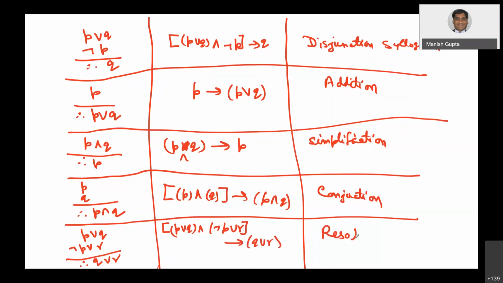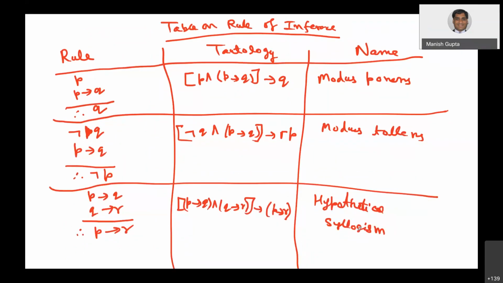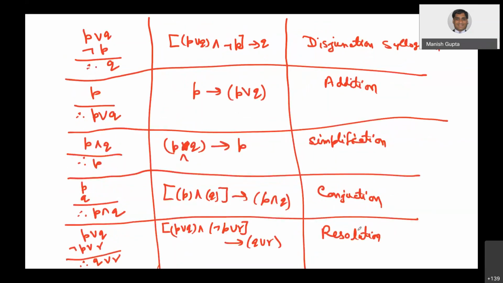Okay. So these are the basic rules of inference. 1, 2, 3, 4, 5, 6, 7, 8. Eight of them are there. Now I will show you by an example how this can be used. So let us look at an example. We need to find the rule of inference in the following argument.